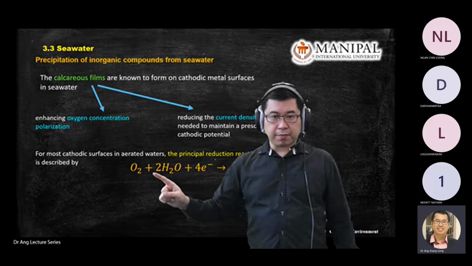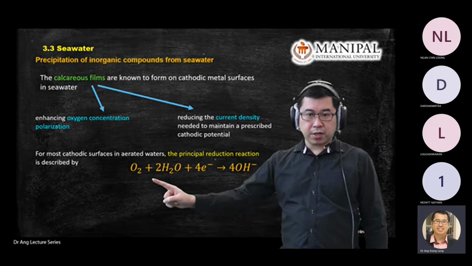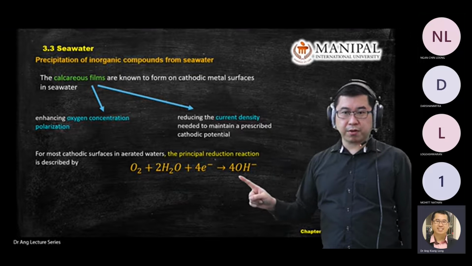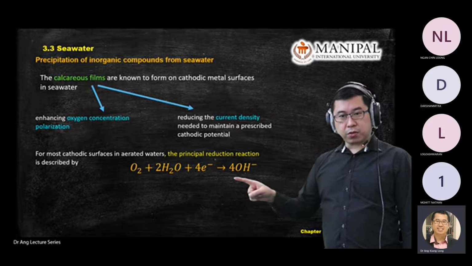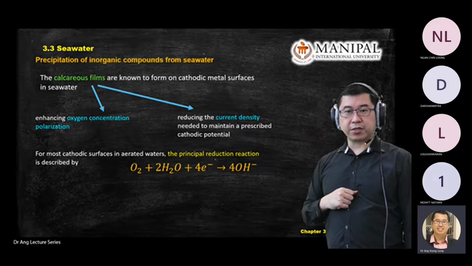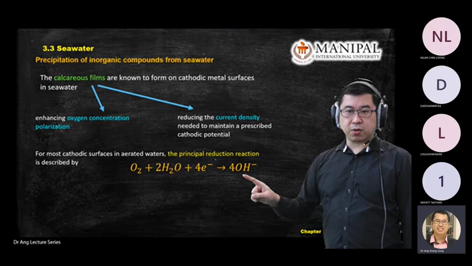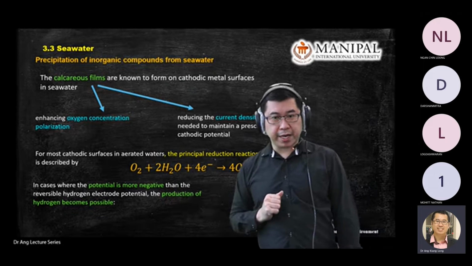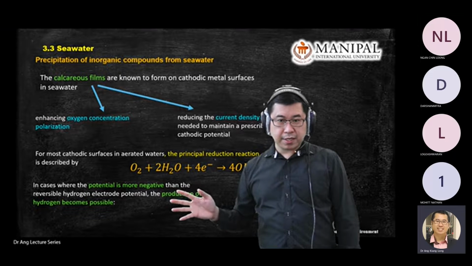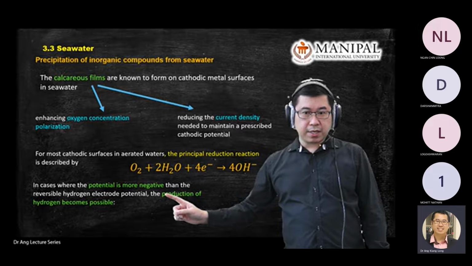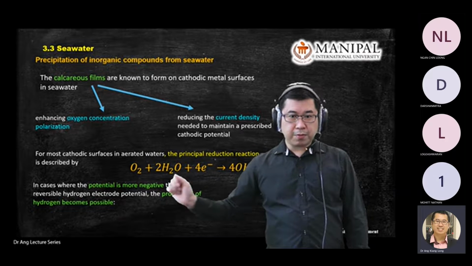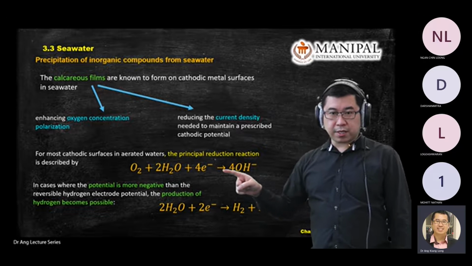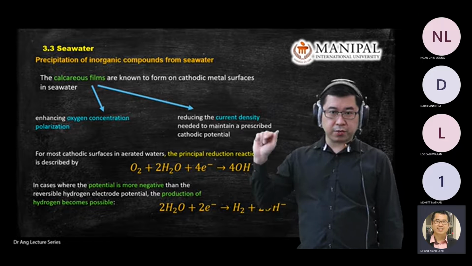So the chemical reaction happens like this: oxygen plus water plus 4 negative charges, you become OH negative. So this equation tells you about the pH already, okay? Because you're seeing OH negative charge, right? Another process that might happen, a reversible process for the hydrogen can happen. So this is the principal reduction reaction that happens in the seawater.